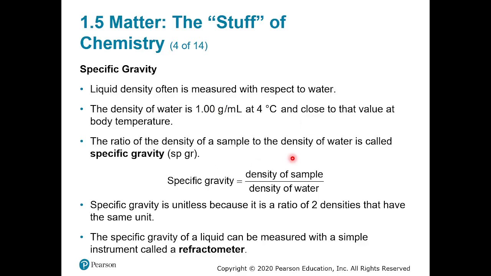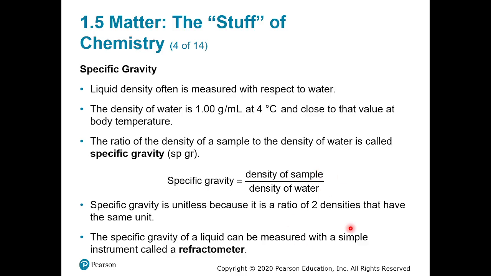The ratio of the density of a sample to the density of water is going to be specific gravity, SPGR. Again, it's density of your sample divided by the density of water. If it's greater than 1, then your sample is going to sink. If it's 1, then it's going to basically be in the same place as the water, and it will sort of have a band somewhere in the water. And if it's less than 1, then it's going to float.